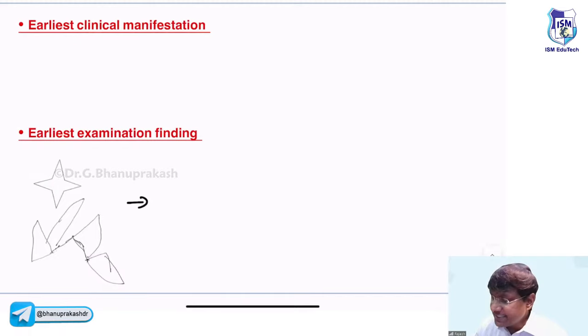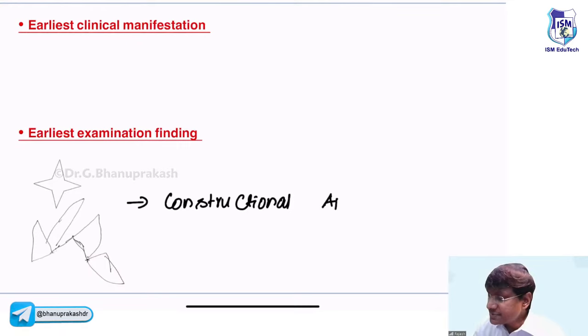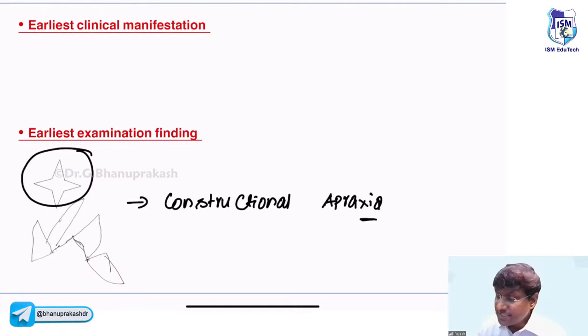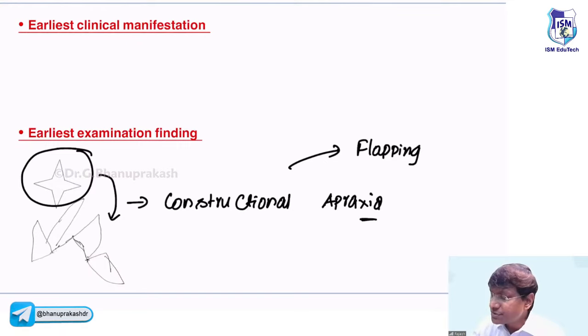Constructional apraxia. What is constructional apraxia? You just draw a simple image and ask the individual to draw the same image, and he will not be able to do that. That is called constructional apraxia. That will be the earliest examination finding, followed by the presence of the flapping tremors.